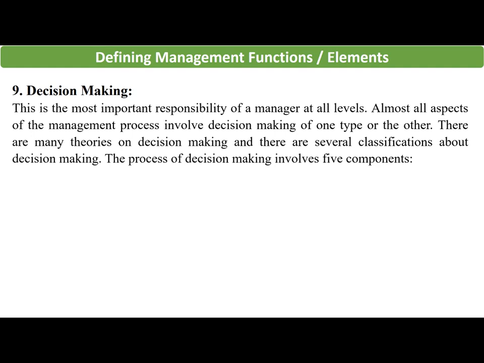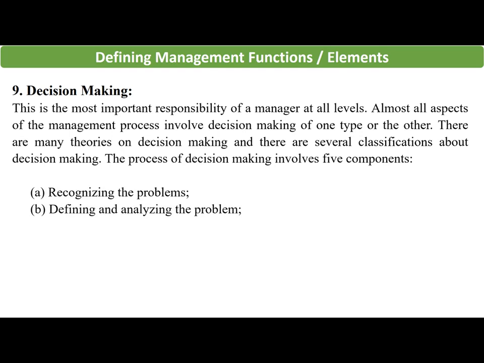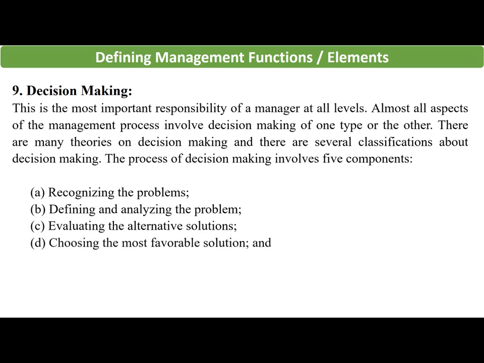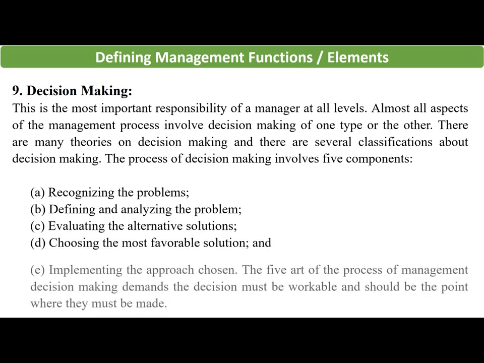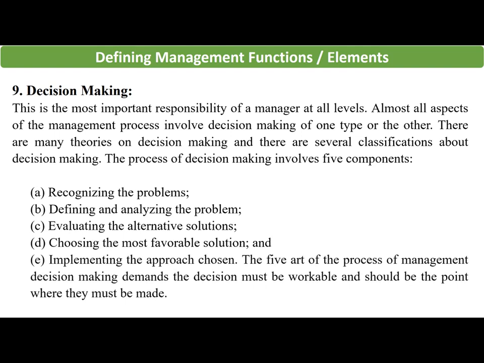The process of decision making involves 5 components. So what are those 5 components? The first one is recognizing the problem, then defining and analyzing the problem, then evaluating the alternative solutions, then choosing the most favorable solution, and the fifth one is implementing the approach chosen.